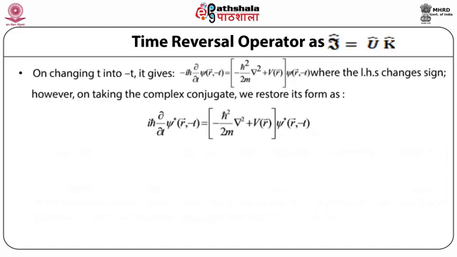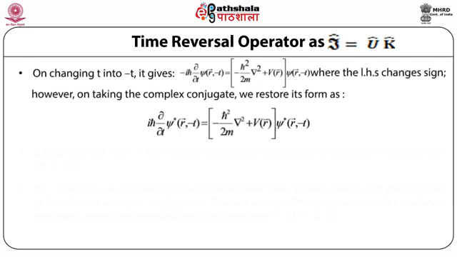Time reversal operator as a product of the operator U times operator K, where U is a unitary operator and K is a reversal operator, or an operator which basically gives us the complex conjugate. So if we look at the property of the time reversal operator, then we can also study this property and its effect on the time-dependent Schrodinger equation.